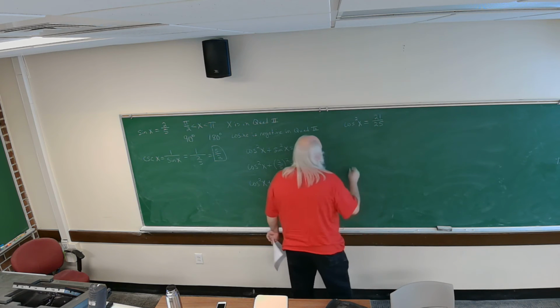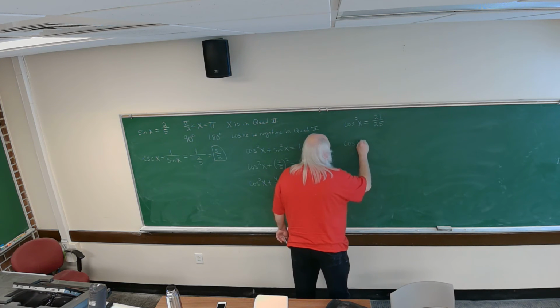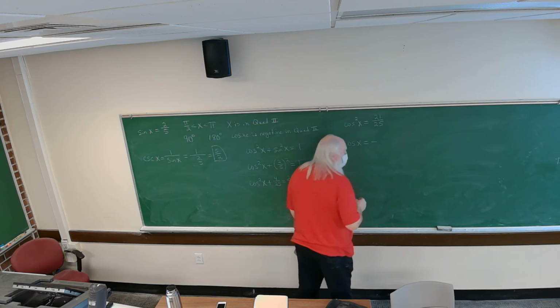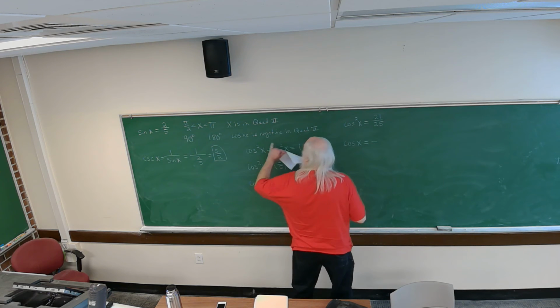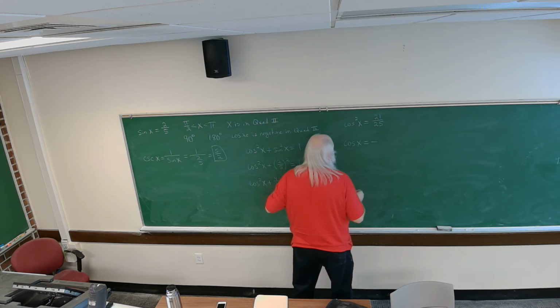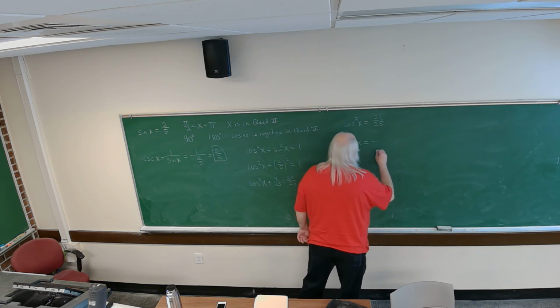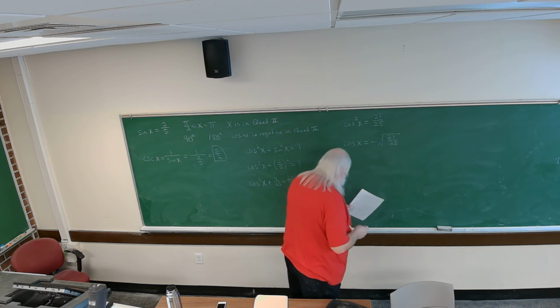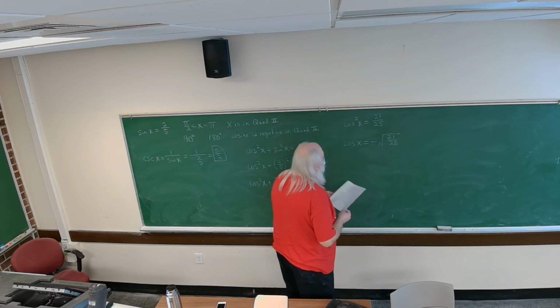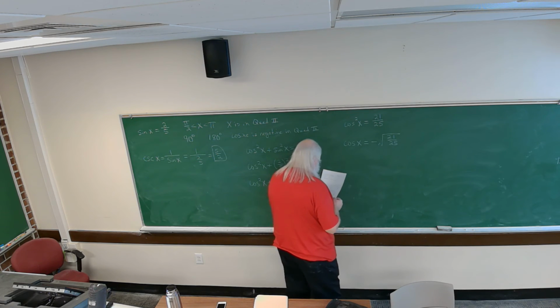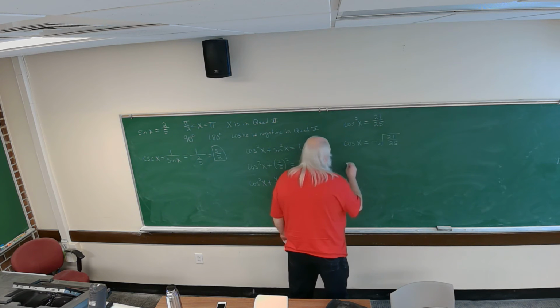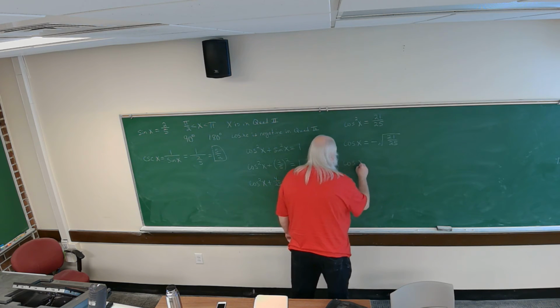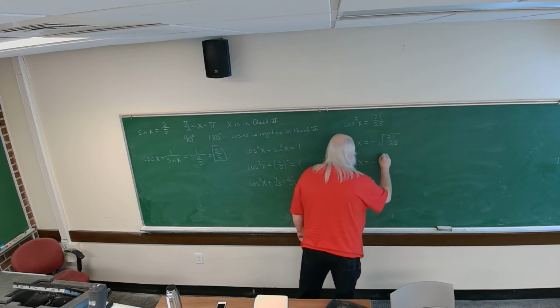And then when I take the square root of both sides, I get the cosine of x is equal to the negative square root, because cosine is negative in quadrant 2. So cosine of x is equal to negative the square root of 21/25. And when you take square root of numerator and denominator, you get the negative square root of 21 over 5.